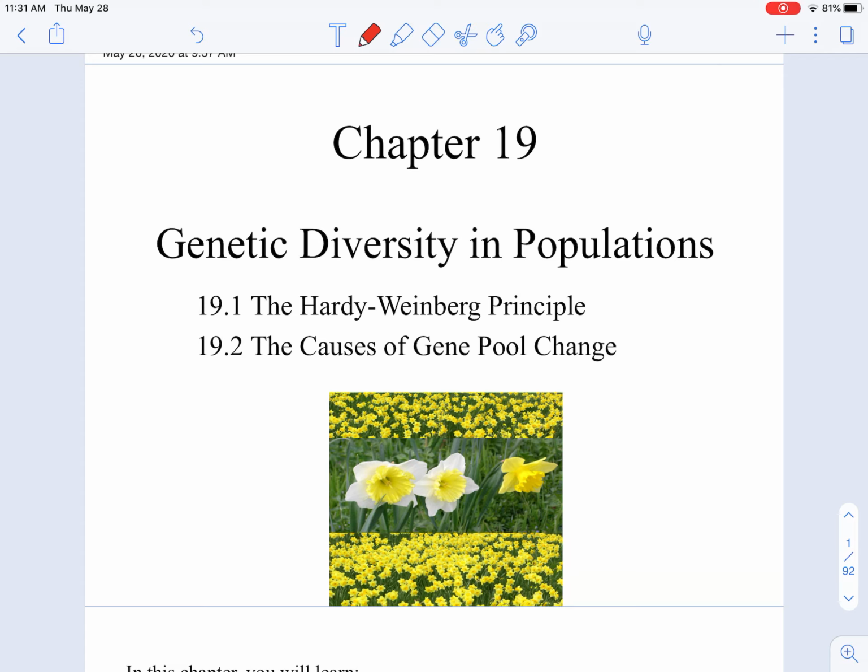Hi, Bio 30. This is chapter 19.1, the Hardy-Weinberg Principle, looking at calculating how many organisms in a population are each of the three genotypes. So we know that there are typically these three genotypes in a regular dominant recessive situation, and we will look at calculating how many individuals are in each of these categories in a population.